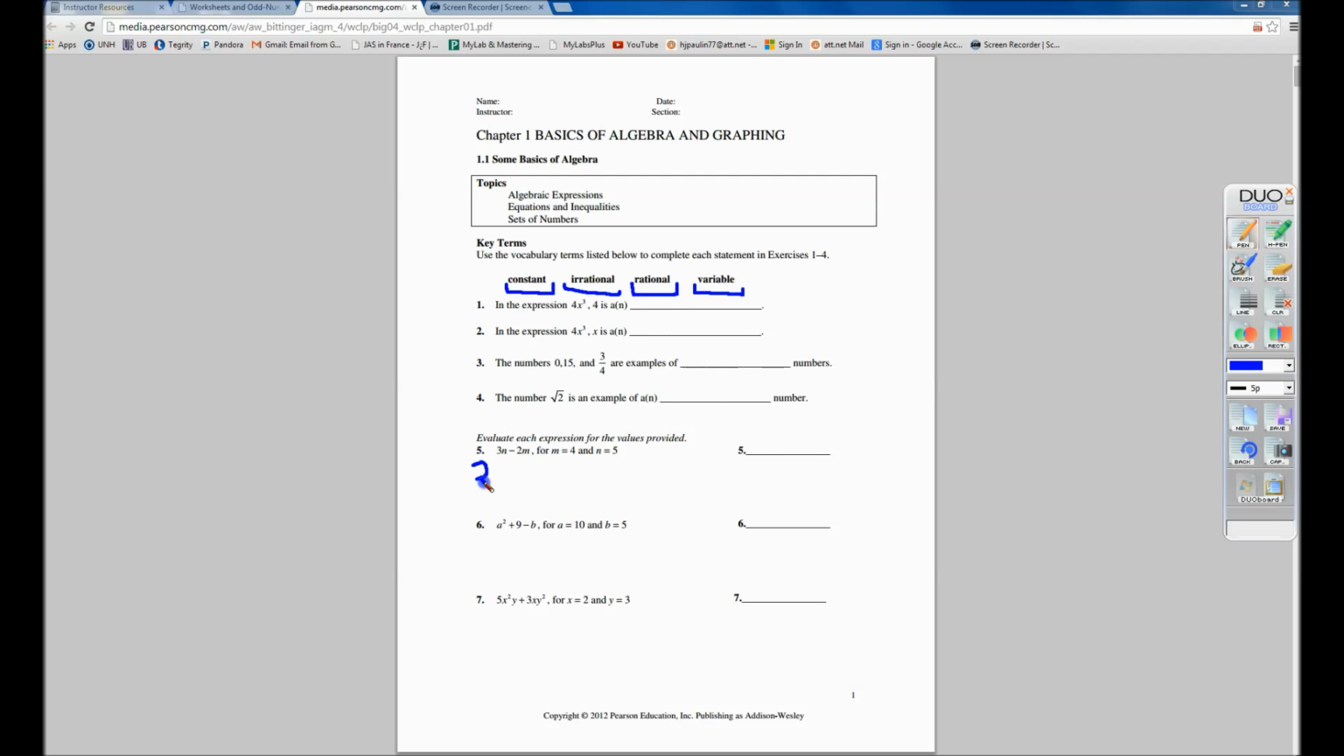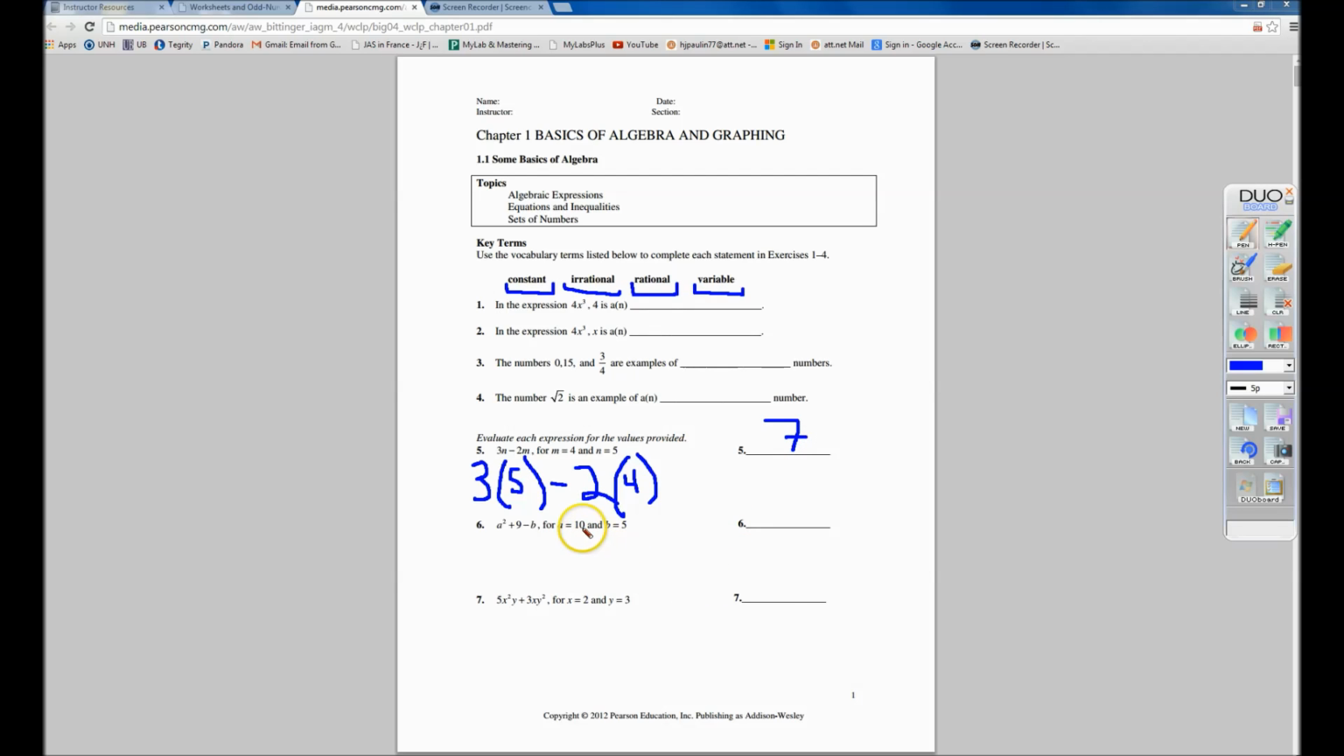So 3 times N, and we'll put that in a parenthesis, minus 2. Now our M is 4. Put that in a parenthesis. So this is a 15. 15 minus 8 gives us a 7 for the answer.